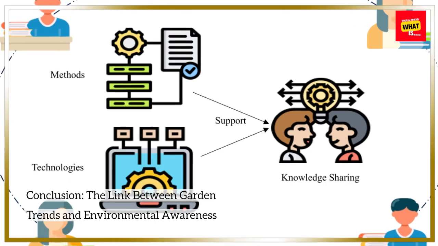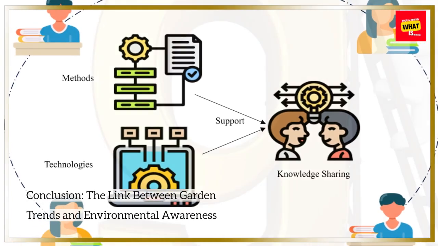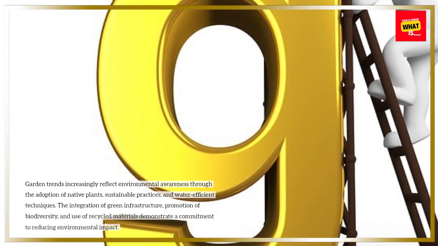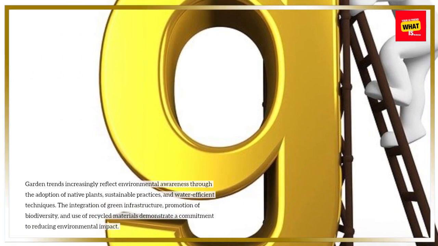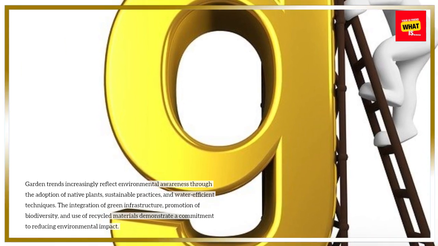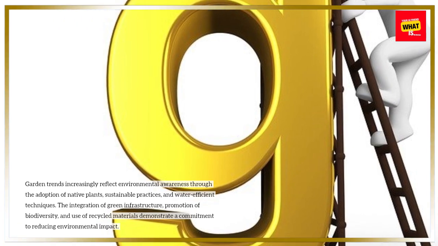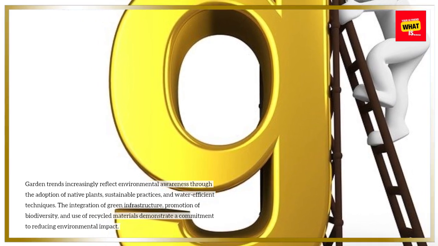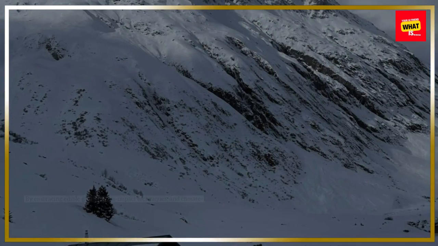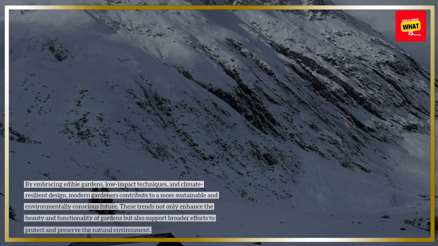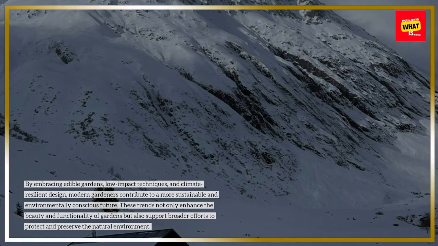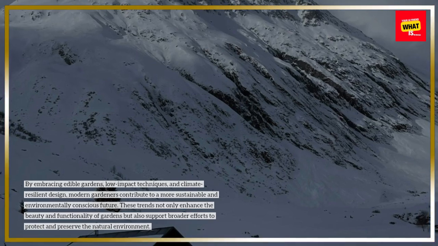Conclusion. The link between garden trends and environmental awareness. Garden trends increasingly reflect environmental awareness through the adoption of native plants, sustainable practices, and water-efficient techniques. The integration of green infrastructure, promotion of biodiversity, and use of recycled materials demonstrate a commitment to reducing environmental impact.